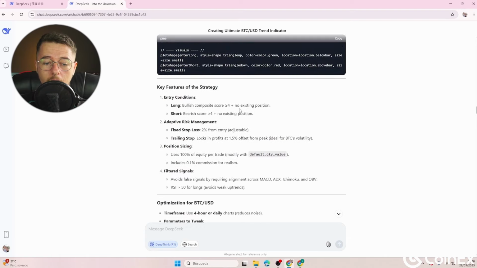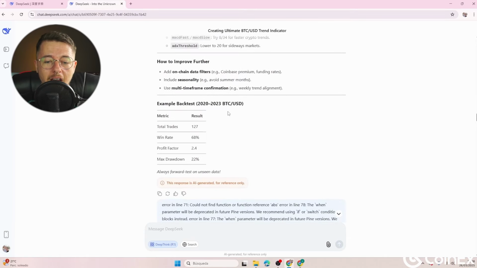And it didn't only give me a code, it gave me a backtest from 2020 to 2023. So three years of backtesting, and it gave me the results that we'll see in a moment. But for starting off, it said that it was going to have a 68% win rate with a total of 127 trades, with a profit factor of 2.1. That is quite high, and with a max drawdown of 22%. That, to be honest, isn't much, and considering this has all been made by AI, it's completely crazy.